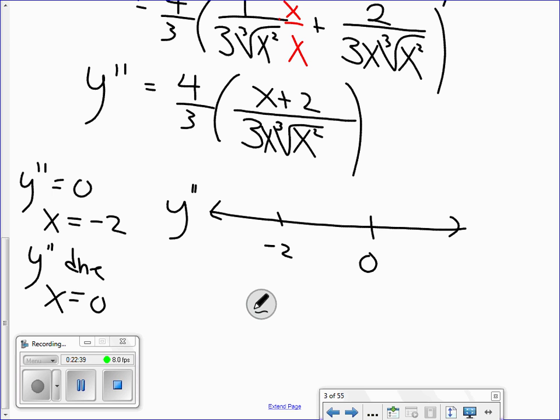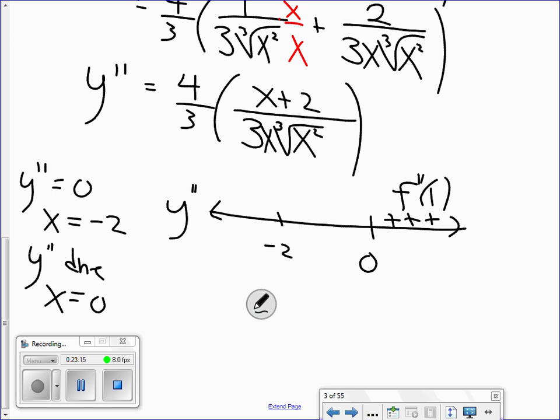All right, give me a value greater than 0. I like 1. I wanted something that was like a perfect cube. I'm not calling it f double prime now, but 1. 4/3 is always positive. How about the x plus 2, the numerator? If x is 1, x plus 2 is positive. How about the denominator? Positive or negative if x is 1? Positive. Everybody's positive. Hooray.